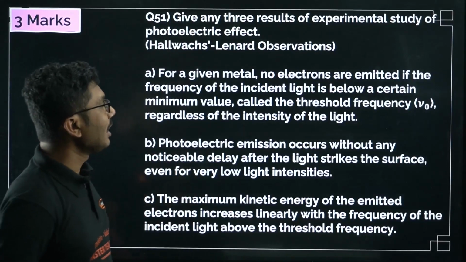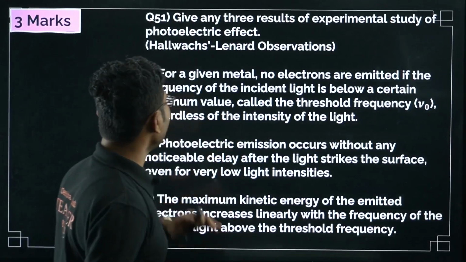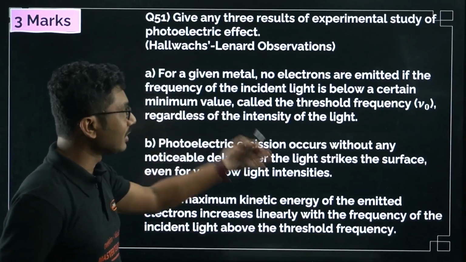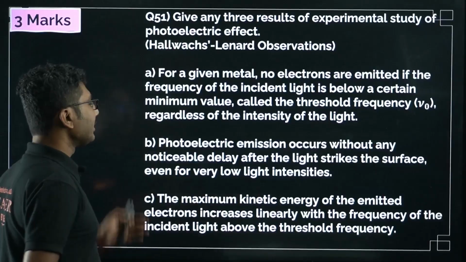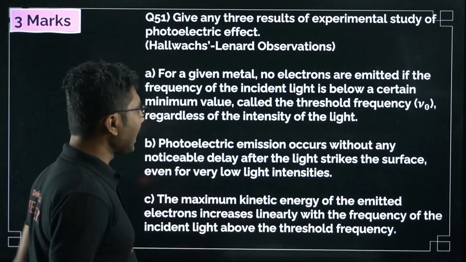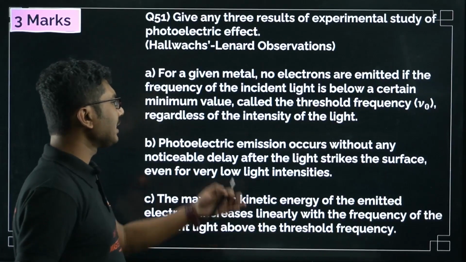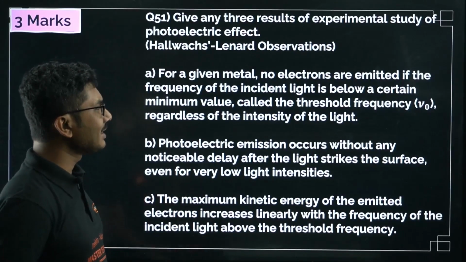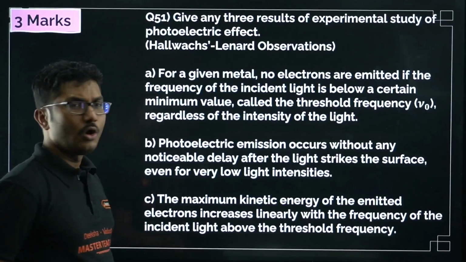For a given metal, no electrons are emitted if the frequency of the incident light is below a certain minimum value called the threshold frequency nu naught, regardless of the intensity of the light. Photoelectric emission occurs without any noticeable delay after the light strikes the surface, even for very low intensities.